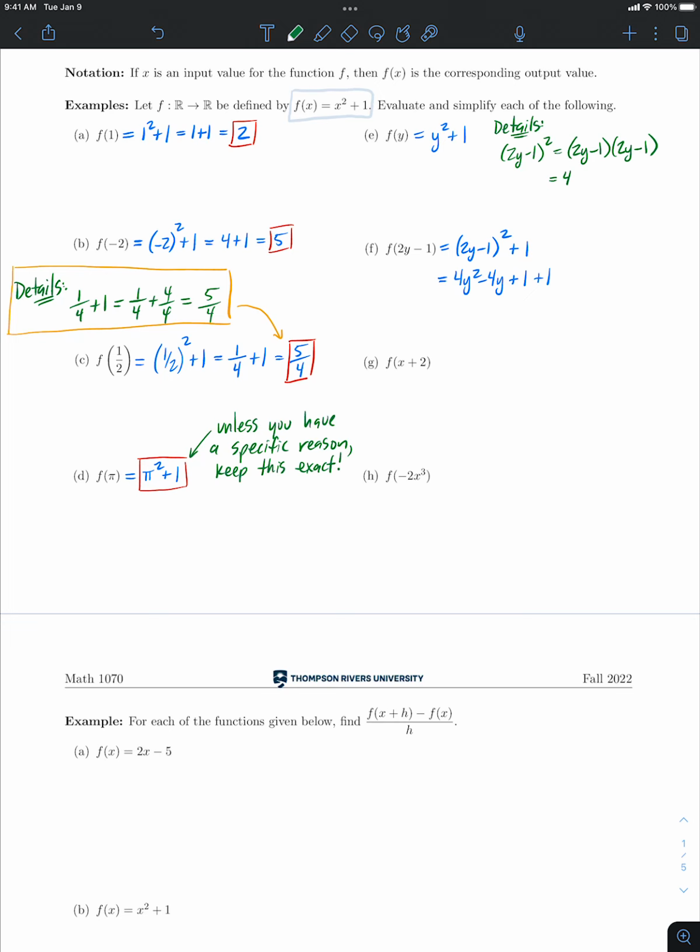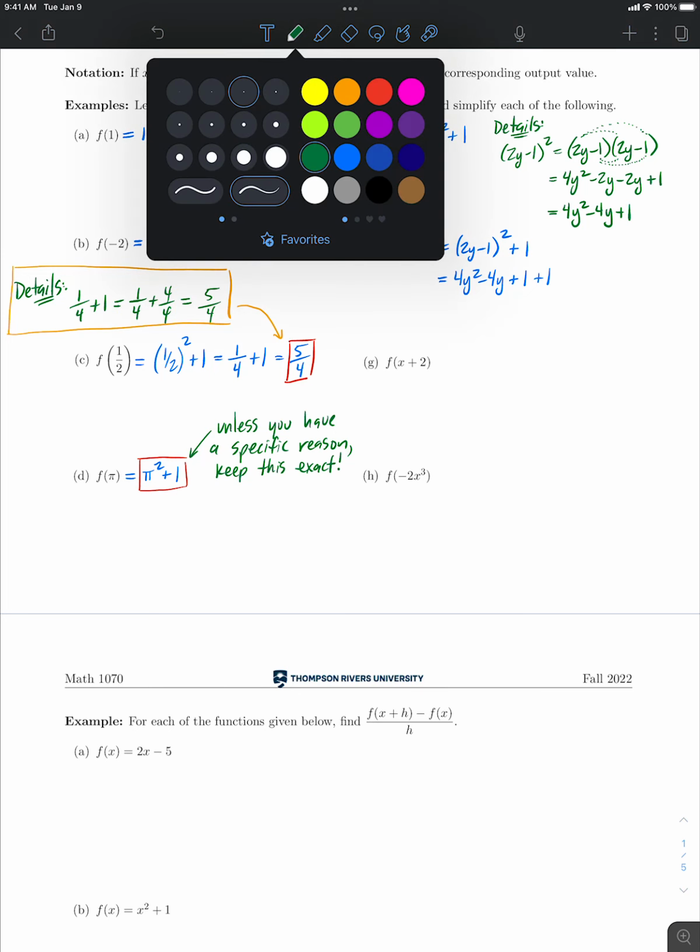2y times 2y will be 4y squared. Then I'm going to have 2y times negative 1, which will be negative 2y. Then negative 1 times 2y, which is negative 2y again. And finally, negative 1 times negative 1, which is positive 1. Once I combine my like terms, that's where the minus 4y came from. So I'm going to have 4y squared minus 4y plus 1.